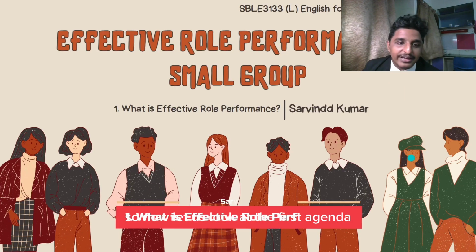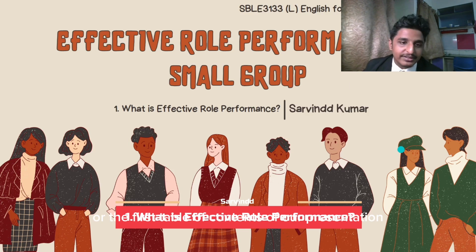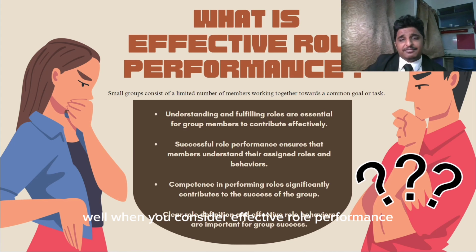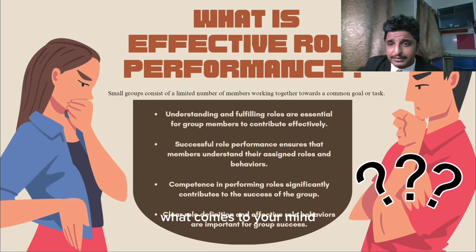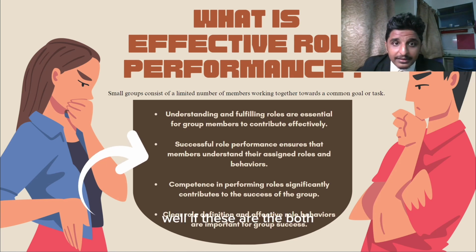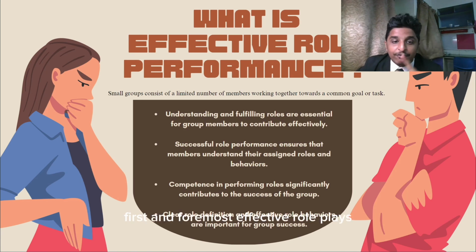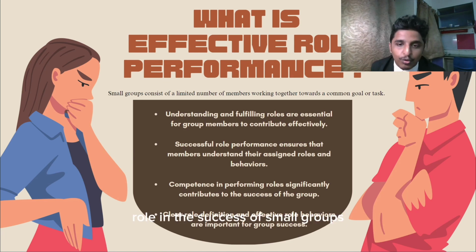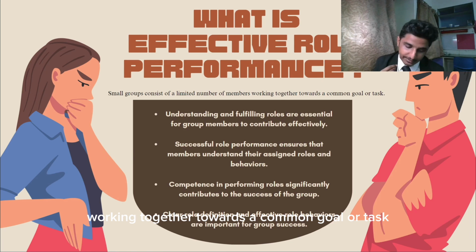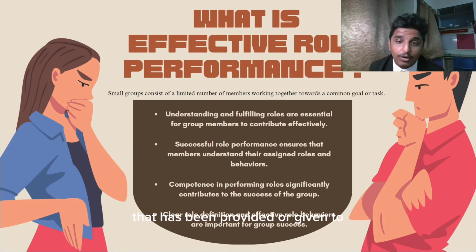So now let us look at the first agenda of our presentation: what is effective role performance? When you consider effective role performance, what comes to your mind? Is it clear responsibilities or is it expertise? If you are thinking of both or either one, then you are right. First and foremost, effective role performance plays a crucial role in the success of small groups. Small groups are characterized by a limited number of members working together towards a common goal or a task that has been given to them.